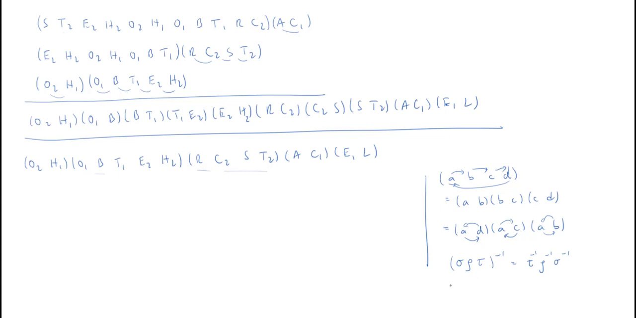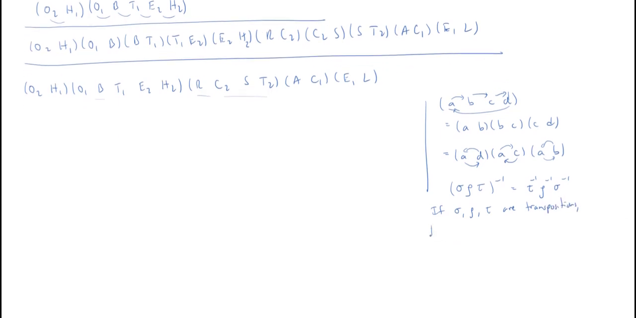All right, so if sigma, rho, tau are transpositions, then sigma, rho, tau inverse is just going to be tau, rho, sigma. You don't have to put inverses because the inverses equal the permutations themselves.